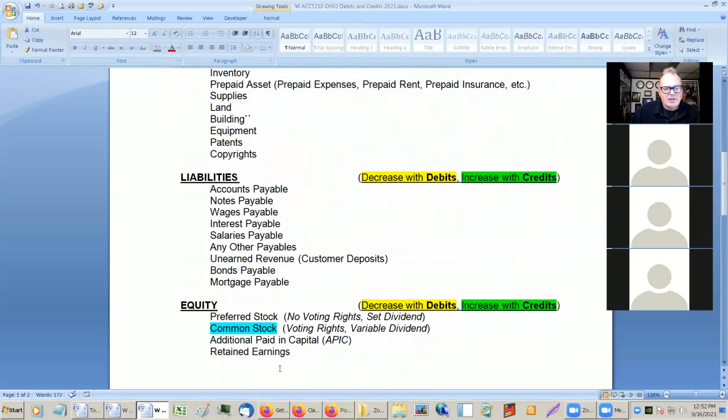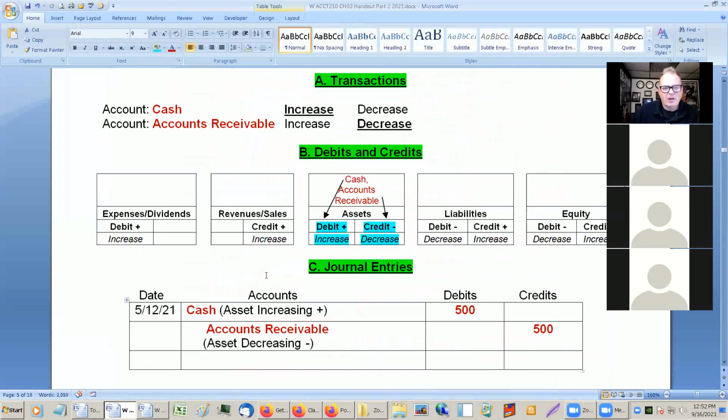And I'll say one last thing and then I'll be quiet about it. The nice thing about debits and credits is that if you're sure about one of them, say cash is an asset that's going up, I know that's a debit. Then you know that the other side must be a credit. So if you're unsure about accounts receivable, if you know that the cash is a debit, then the other one has to be a credit, if you only have two accounts anyways.